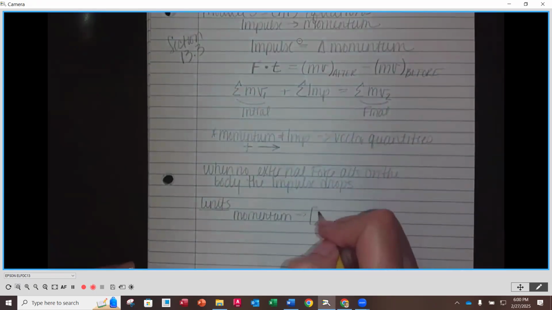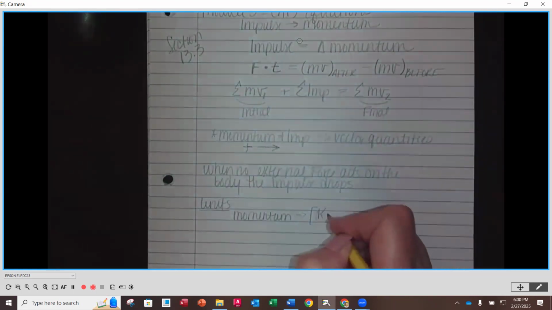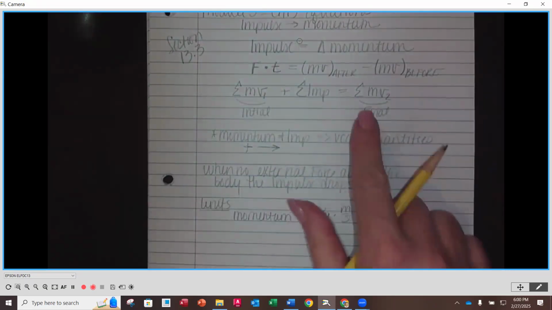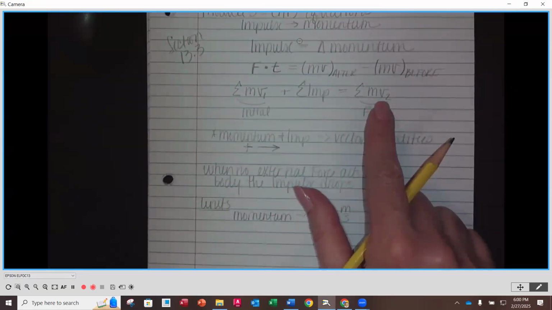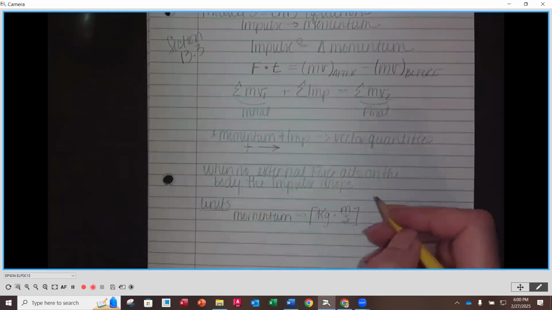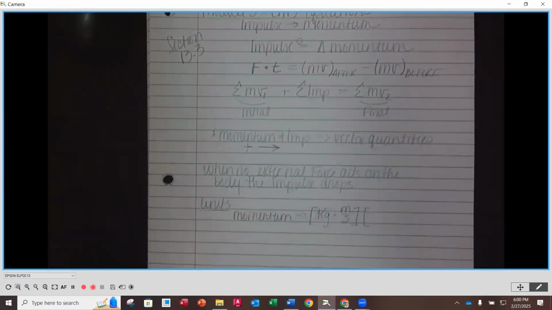are going to be, for the metric system, kilograms times meters per second, okay? Mass, kilograms times meters per second, right? And those are the official units. They're not shortened to be called anything. It's just kilogram meters per second, mass times velocity. And then for the English system, there's a little bit more to this one.